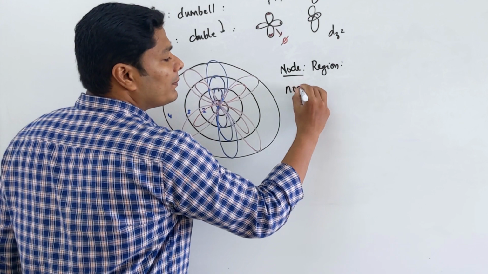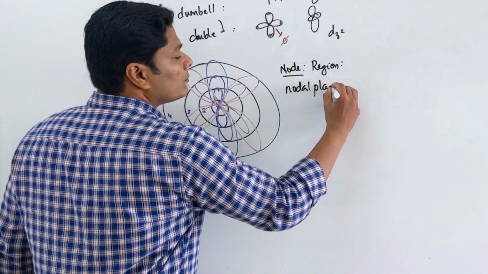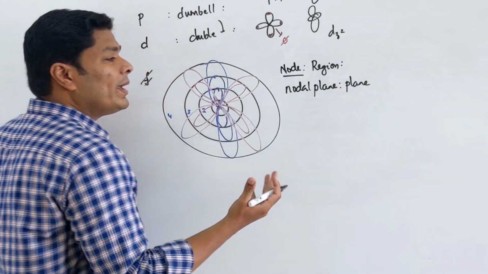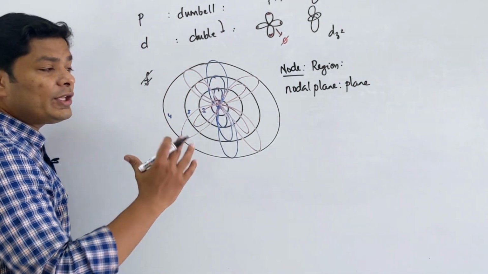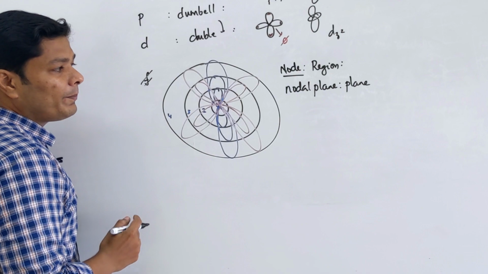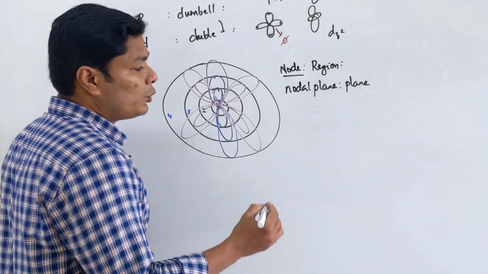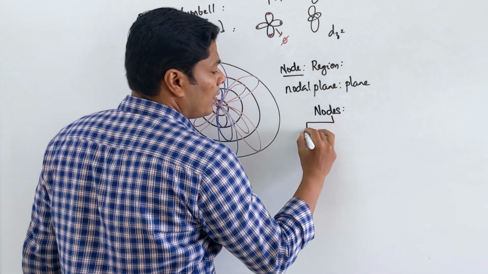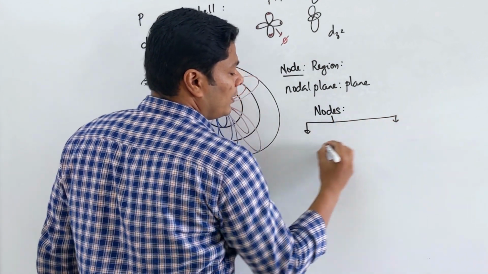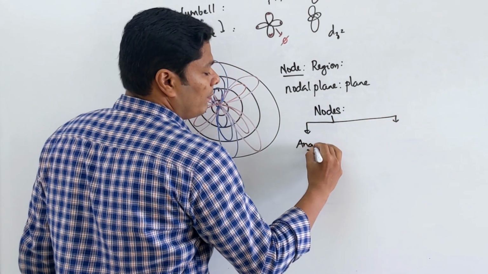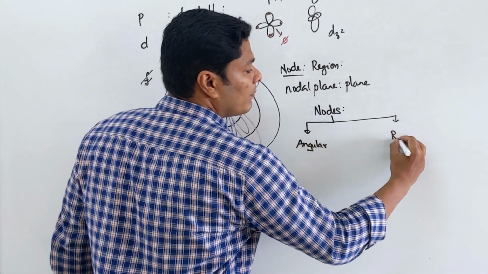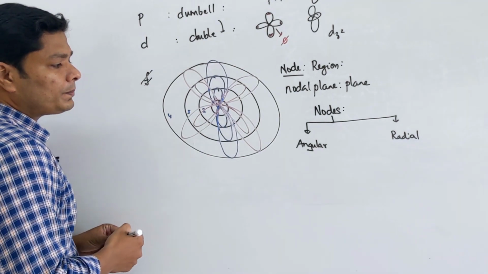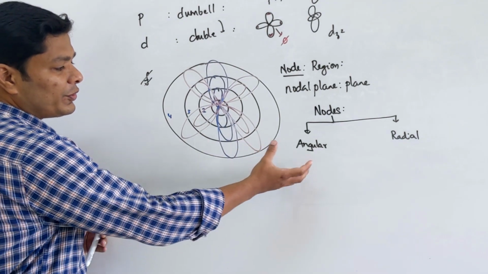A nodal plane is not a region, it's a plane where probability of finding an electron is 0. So each orbital has different type of nodal plane. In nodes there are two types. Angular nodes and radial nodes. Okay. Angular nodes are extremely simple.